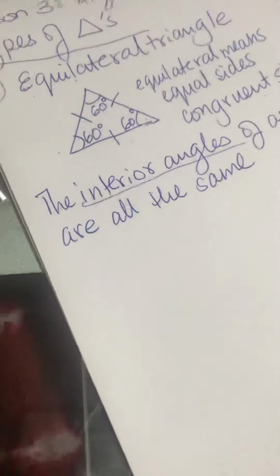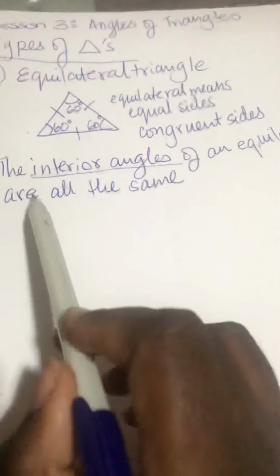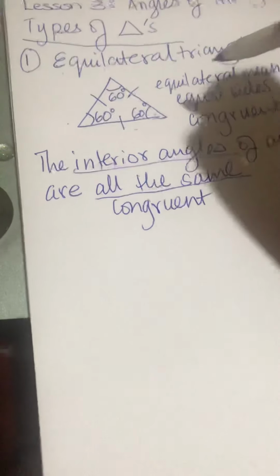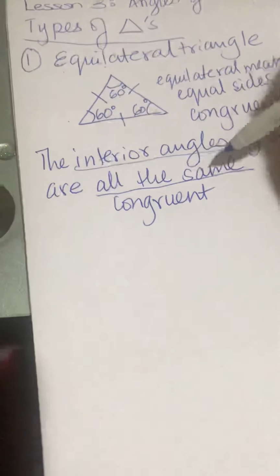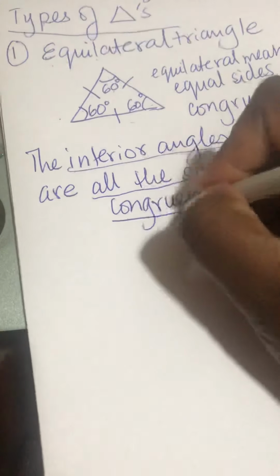There will also be exterior. You will learn that in lesson 4. Okay? So the interior angles of an equilateral triangle are all the same, or are all the same means they are all congruent. You cannot say angles are equilateral. No, you can say angles are the same or congruent or equiangular.